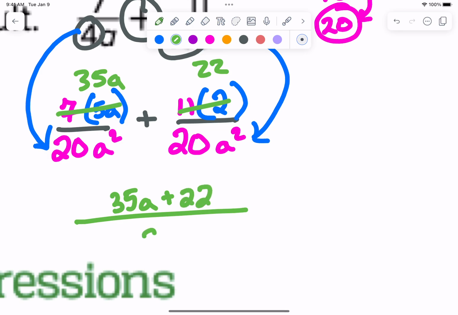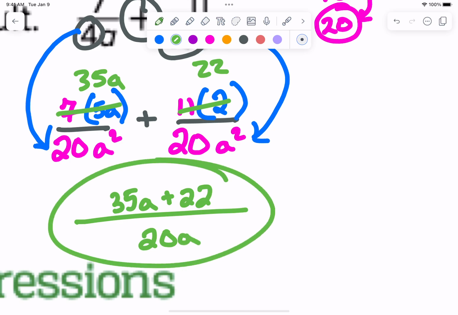Over 20A, that's all we can do. Find a common denominator and add it together. Isn't it A squared? Oh, A squared, I'm sorry. Yes, you're right, thank you. I was just seeing if you're paying attention, and you were. You passed the test. Okay, that's enough. We'll quit there.